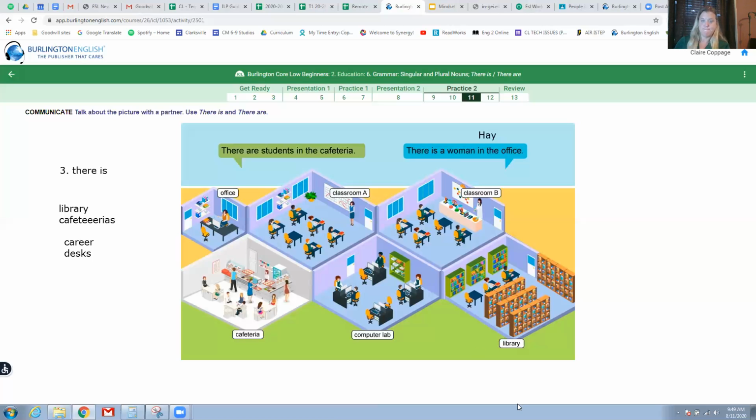Rocio, what else? There are eight computers. Oh, this is a computer lab. Como centro de computación. Sí. And how many? ¿Cuántos? 8 computers. Oh, there are 8 computers in the computer lab. Very good. Okay, good job. Okay, one more, Patty.